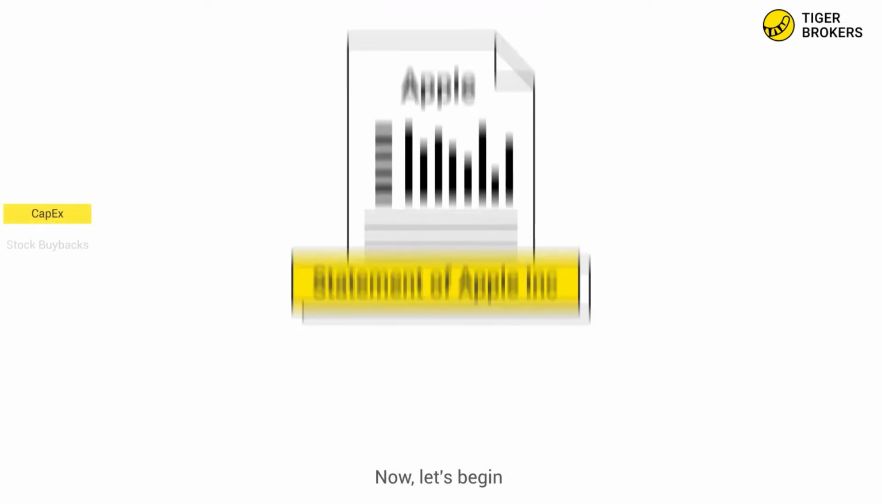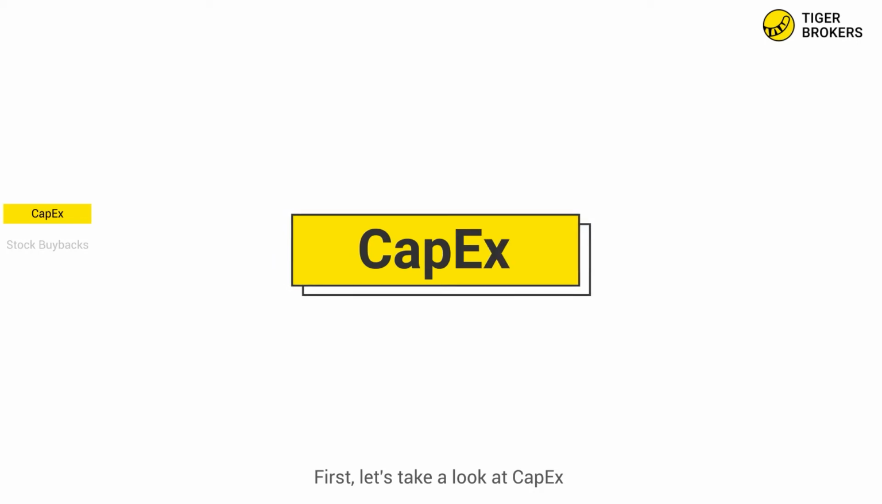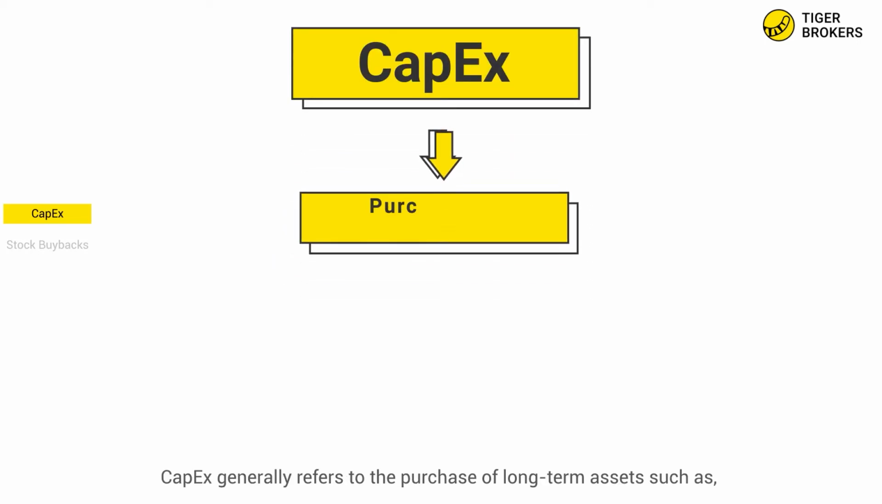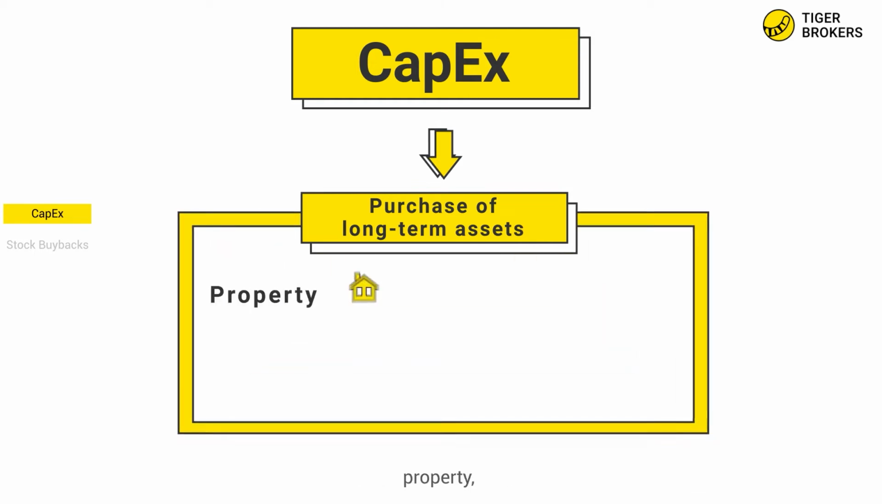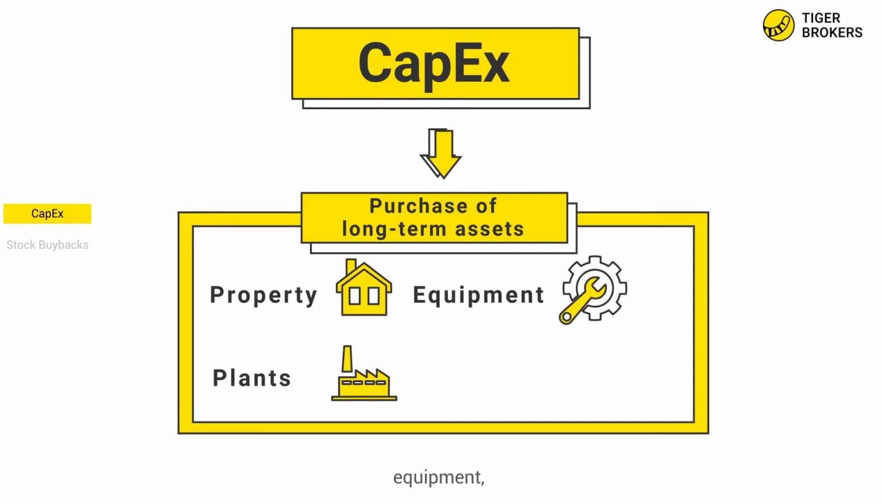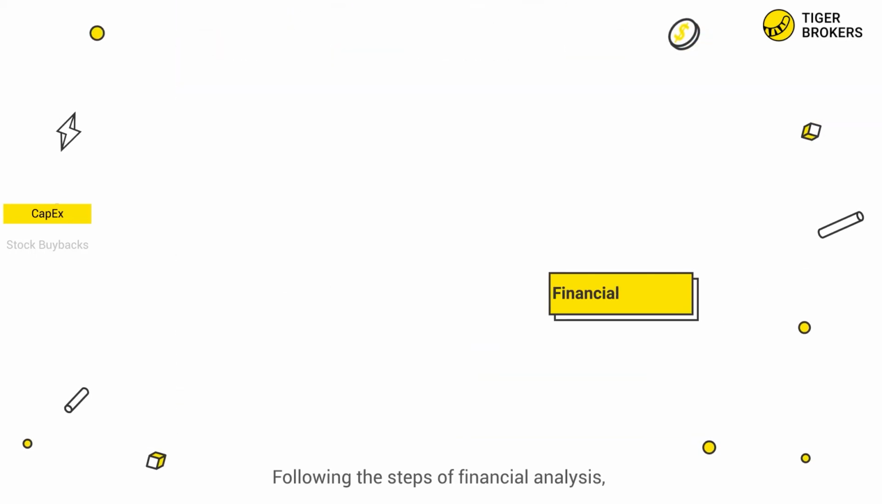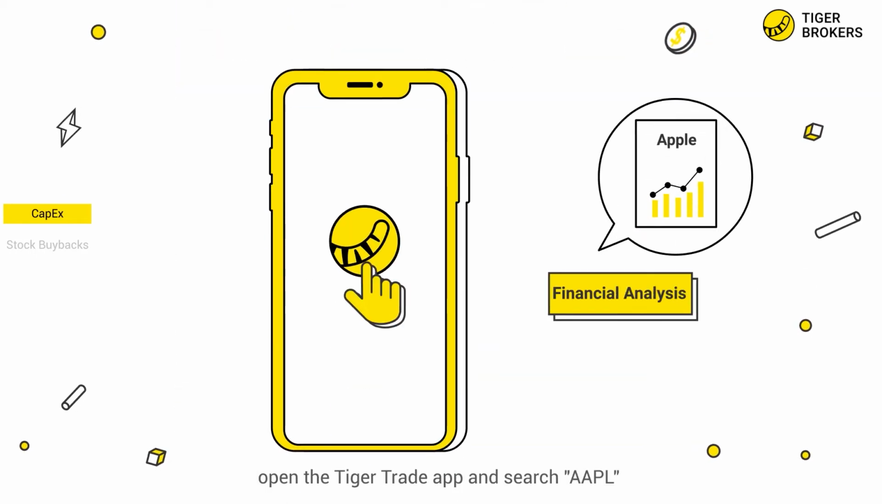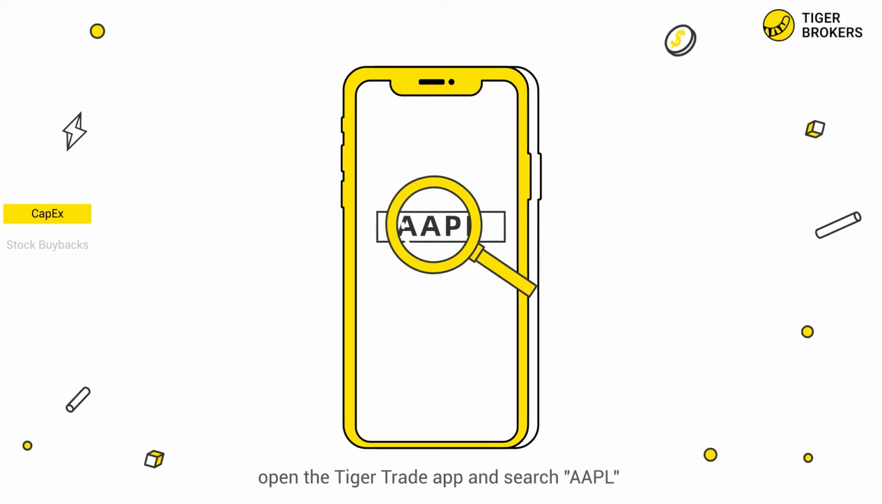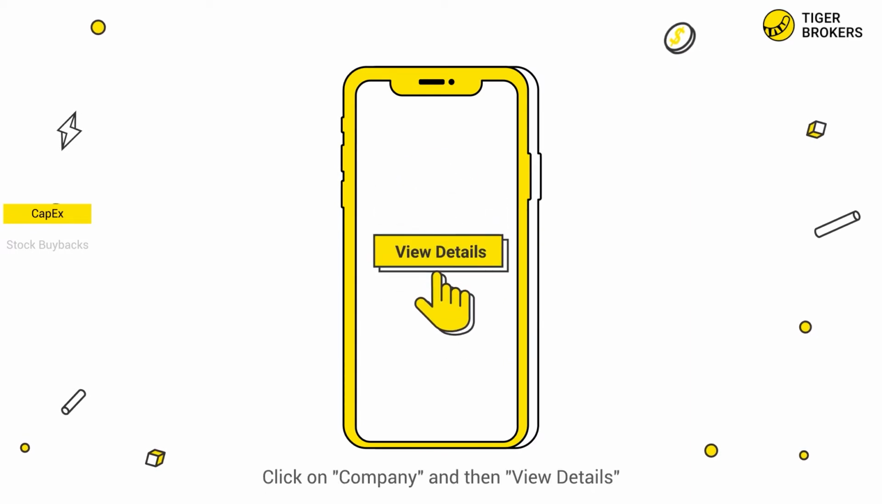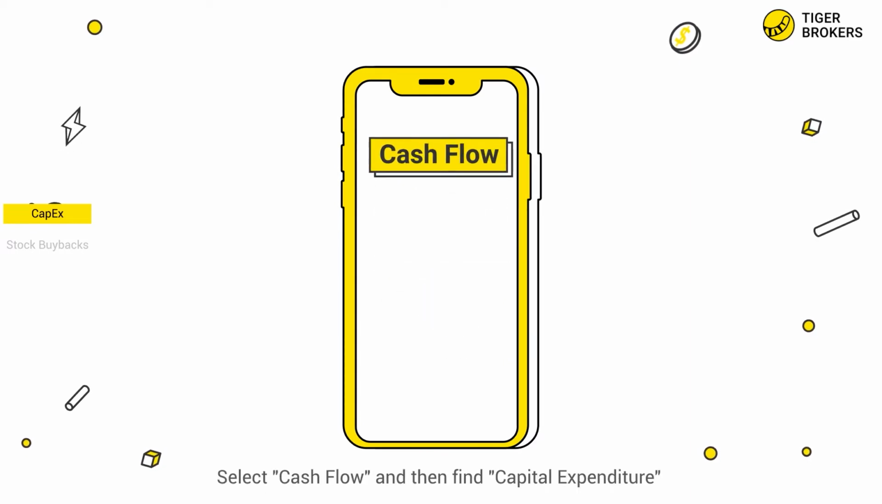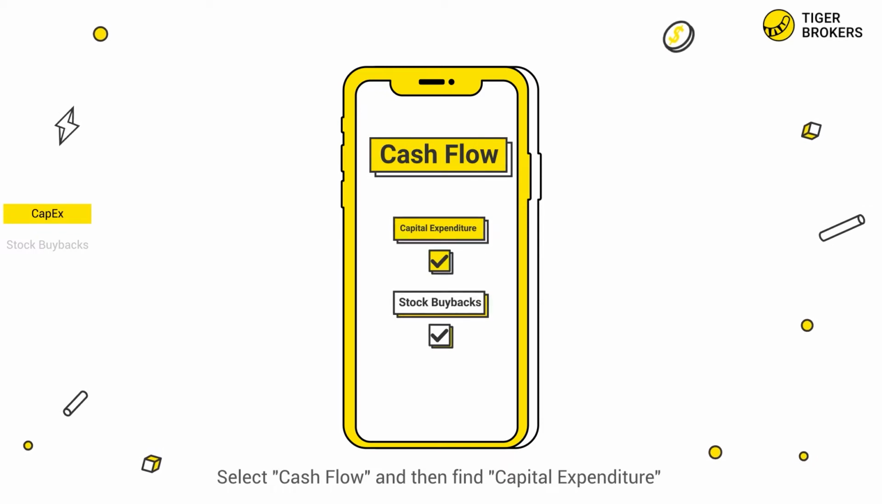Now, let's begin. First, let's take a look at CAPEX. CAPEX generally refers to the purchase of long-term assets such as, among other things, property, plants, equipment, and patents. Following the steps of financial analysis, open the Tiger Trade app and search AAPL. Click on Company and then View Details. Select Cash Flow and then find Capital Expenditure.